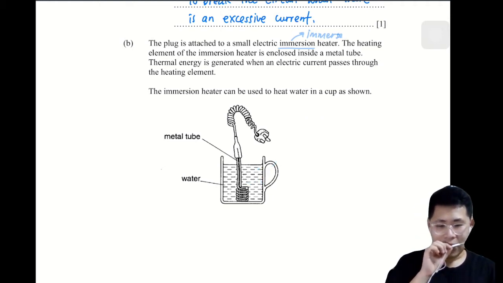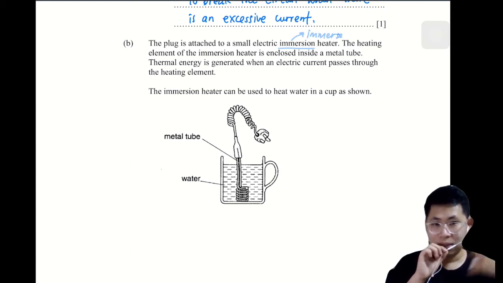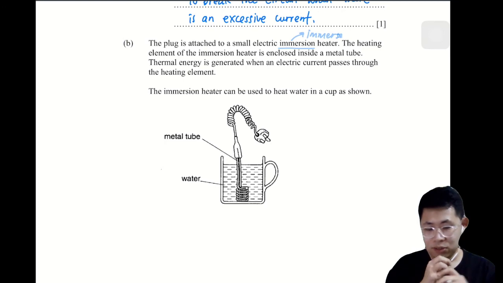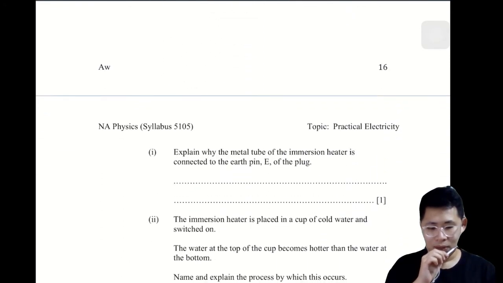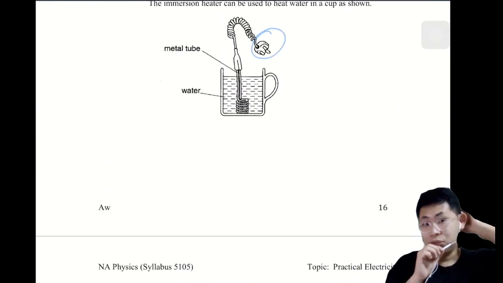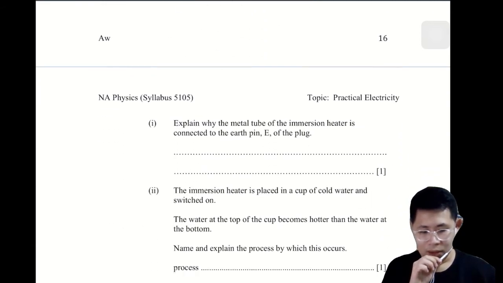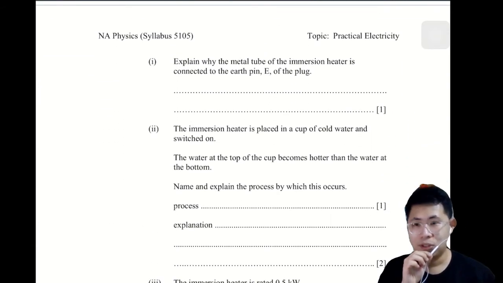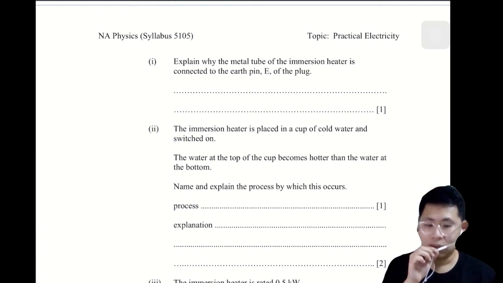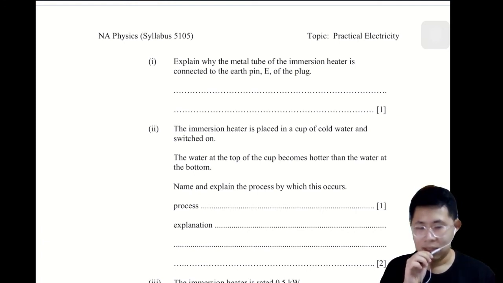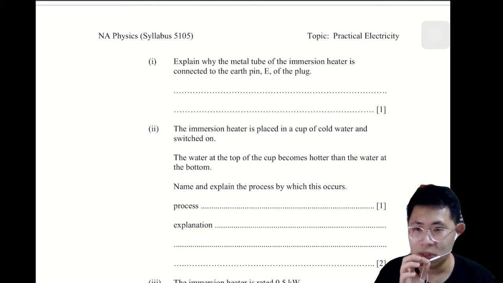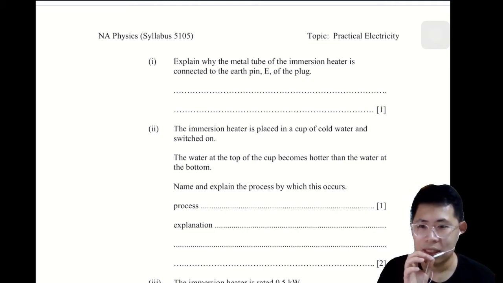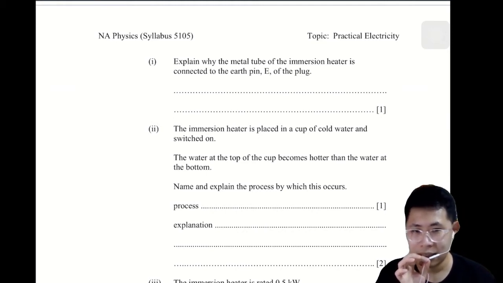The element of the immersion heater is enclosed inside a metal tube, and thermal energy is generated. So heat is generated when current passes through the heating element, so it heats up the water in the cup. Notice that we have a 3-pin plug. Now explain why the metal tube of the immersion heater is connected to the earth wire of the plug. Why is it connected to the earth wire? We have to refer to the concept of the earth wire itself.